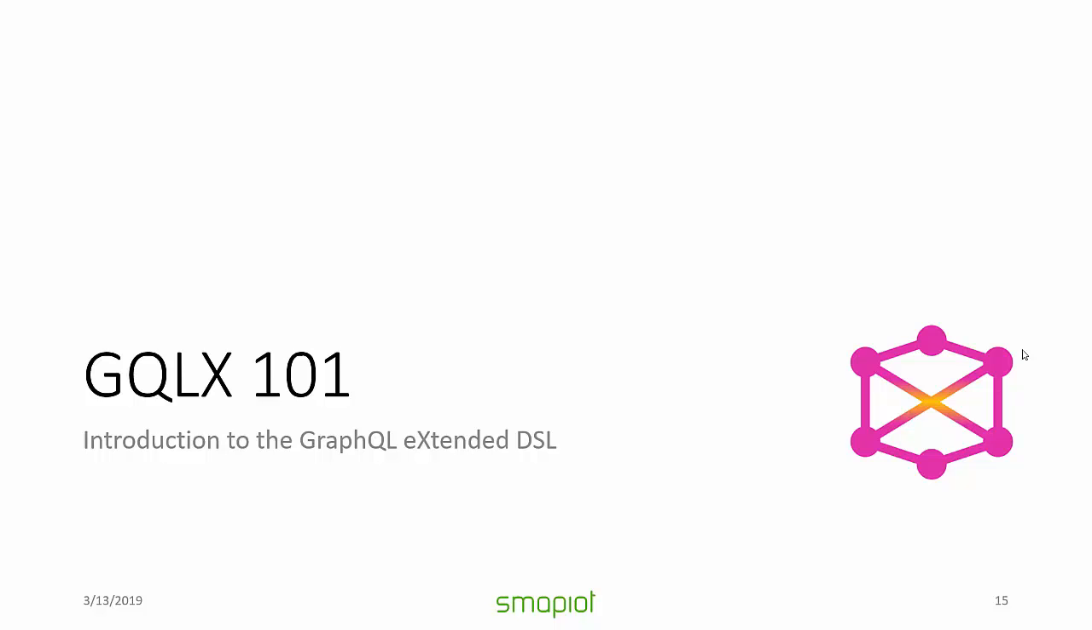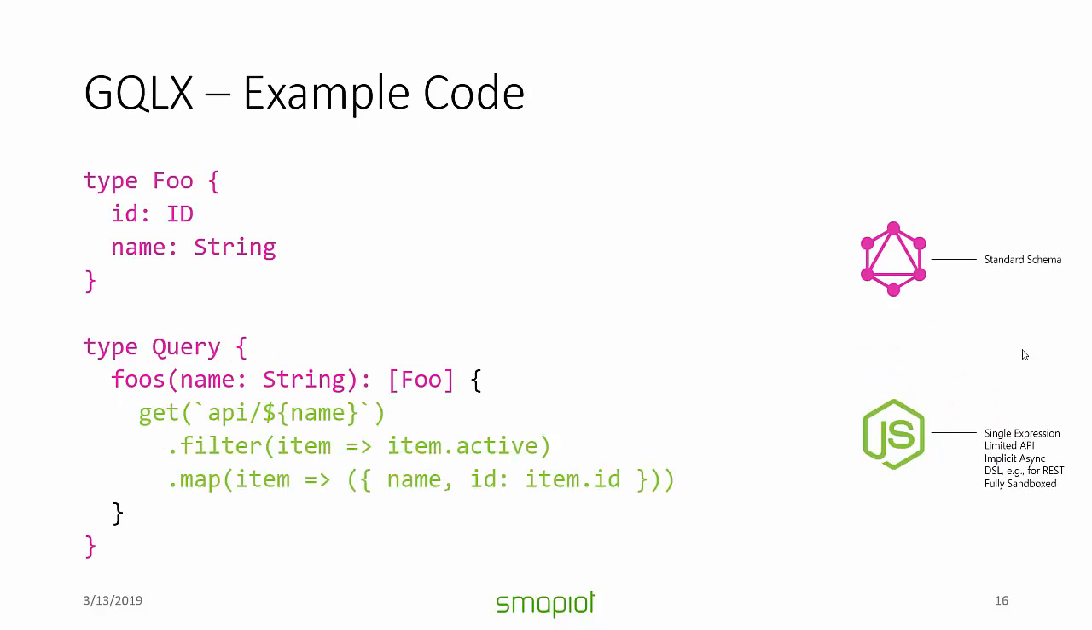So what is this GQLX about that makes all this magic happening and the decoupling really possible? Here is what it looks like. Again, this is a GraphQL schema, and on the first glance it doesn't look different than the schema beforehand. We have types like foo, and then we have queries like this foos query with parameters like name.